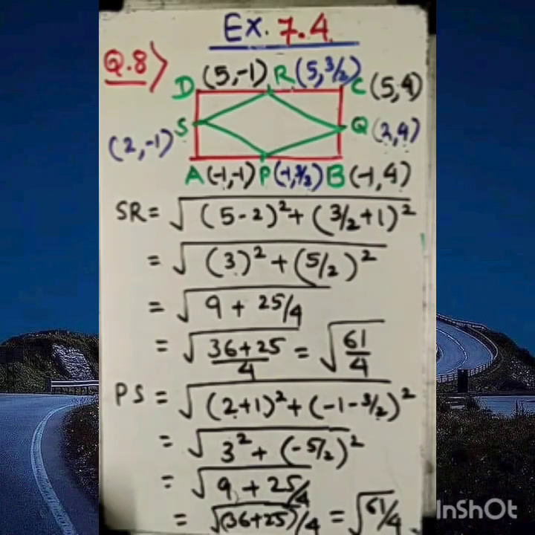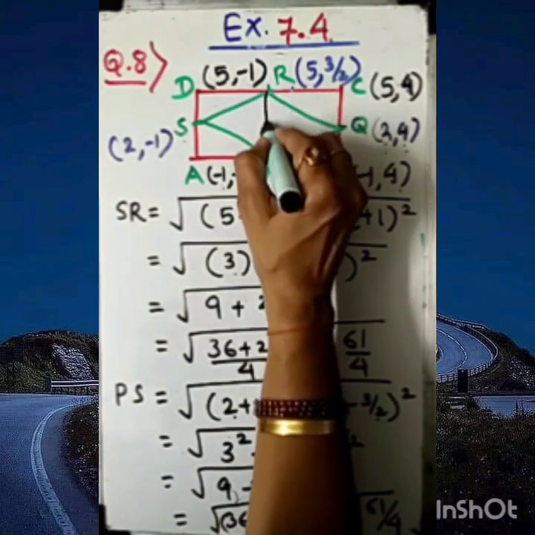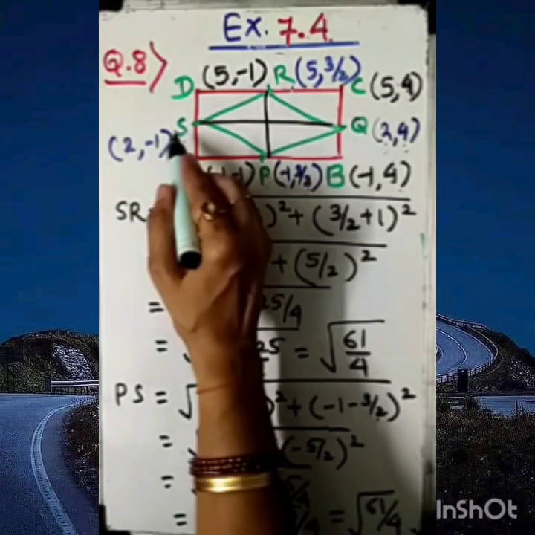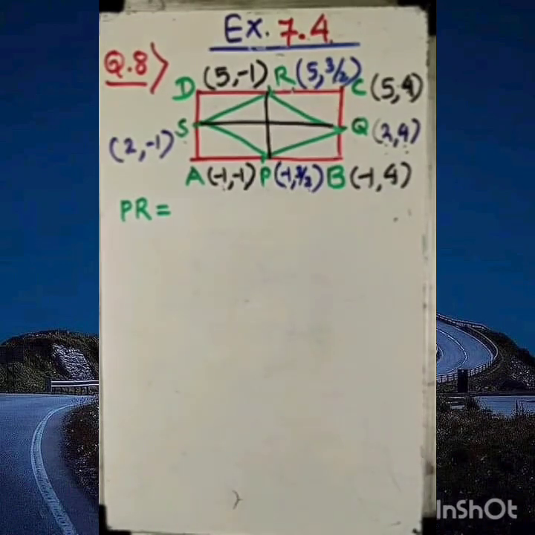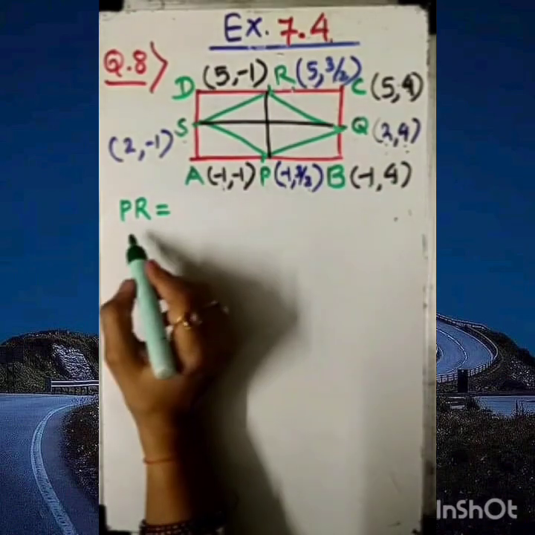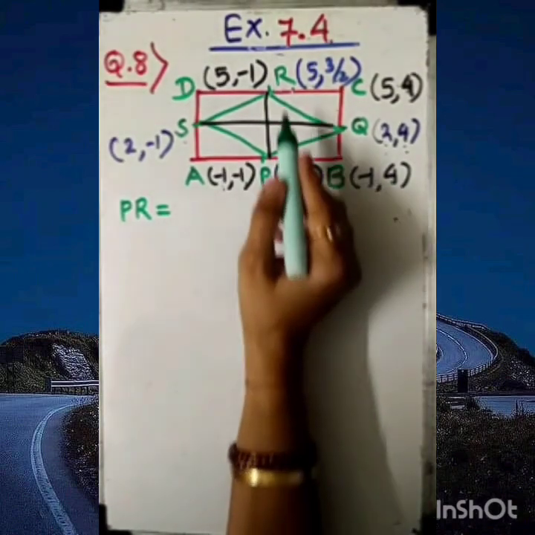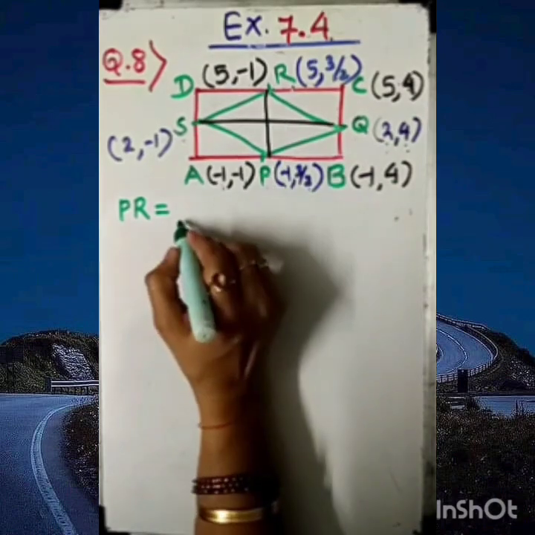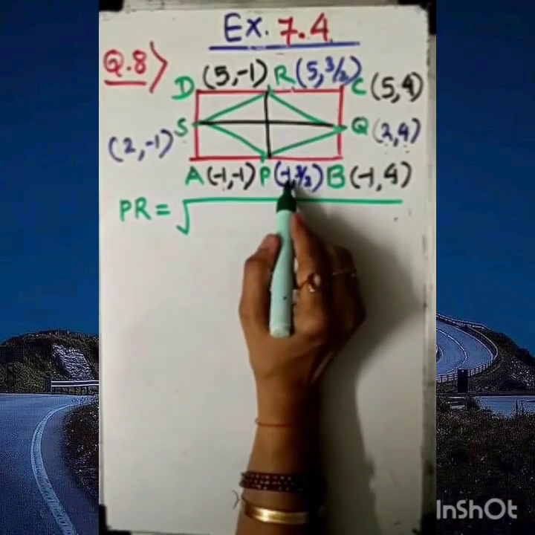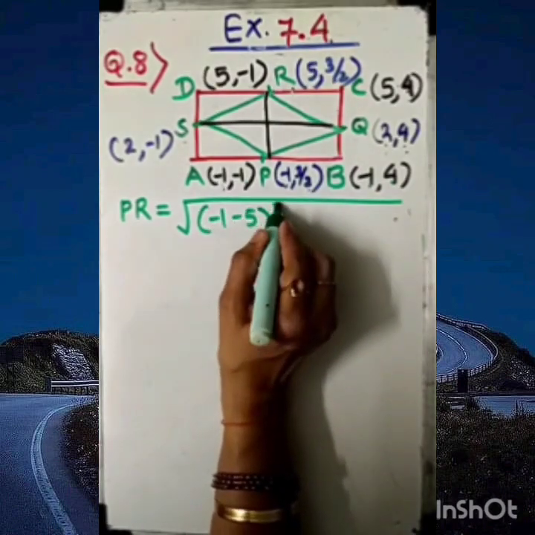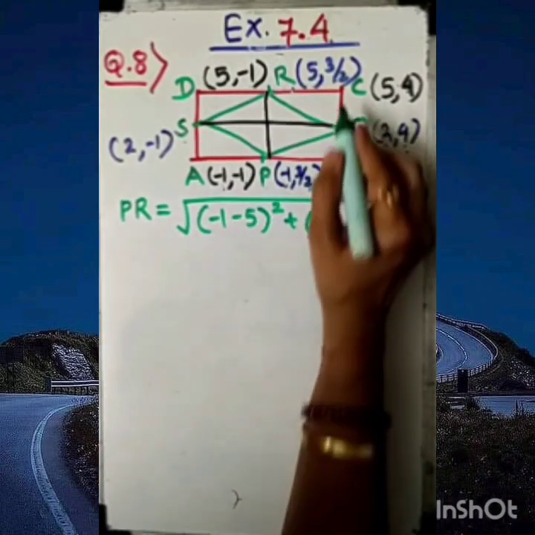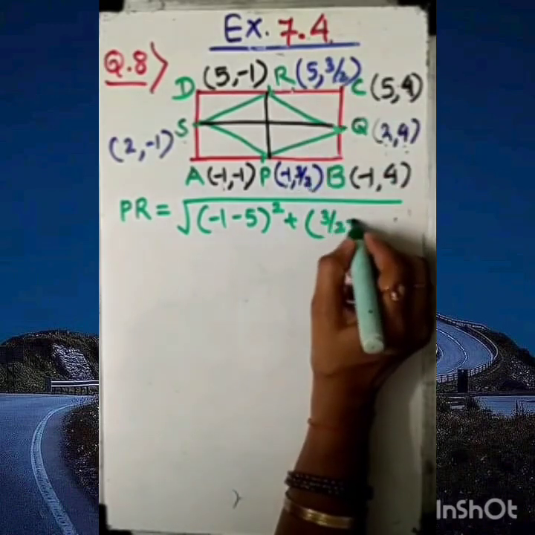Which are the two diagonals of PQRS? You know very well. They are PR and SQ. So first we need to find the diagonals now. So my dear student, now let's work out on the diagonal. As we know that here PR is the diagonal, it is compulsory to find its value. So its value will be -1 -5 whole square plus 3 by 2 minus 3 by 2 whole square.